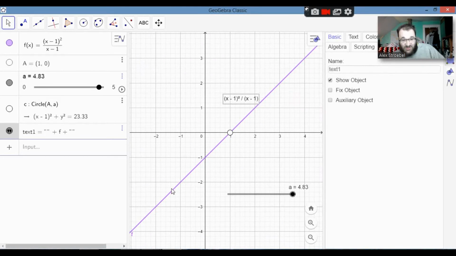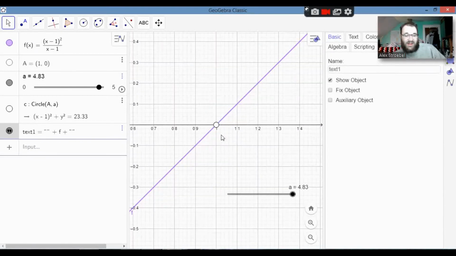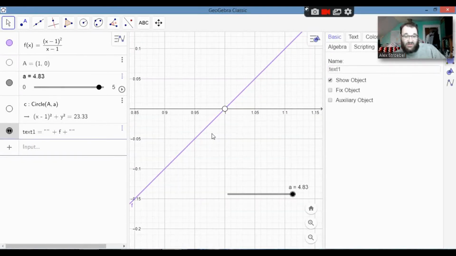But you can see that it still has a limit, right, as x approaches 1. So if you go from this side, you can see that it still gets closer and closer to the value of 0. And here you can see as x approaches 1 from this side, it gets closer and closer to the value of 0.